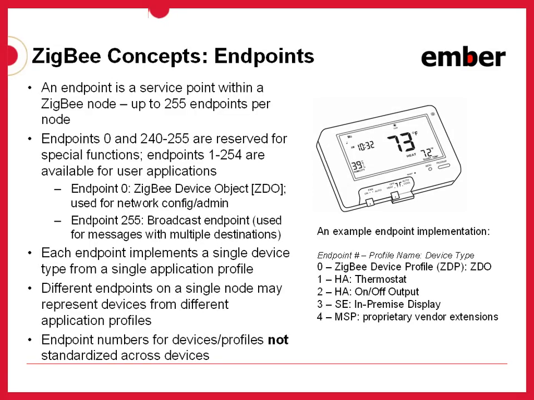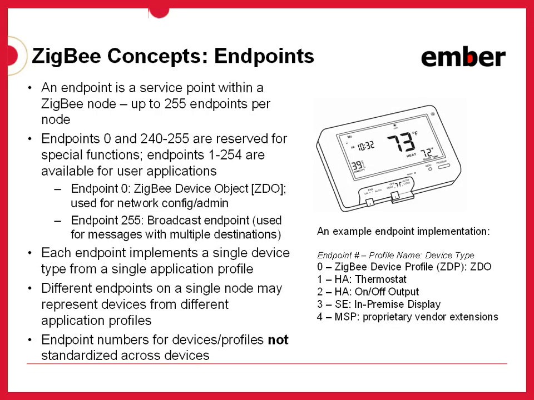Endpoint 0 currently is reserved for network configuration and administration, and is generally used by the stack for gaining information about other devices. But applications could use endpoint 0 to learn about devices themselves. Endpoint 255 is used as a generic broadcast endpoint. So if you want to send a message and you're not sure which endpoint to send it to, endpoint 255 could be used to distribute it to all endpoints on a destination.